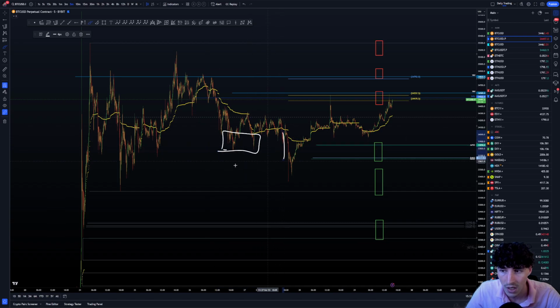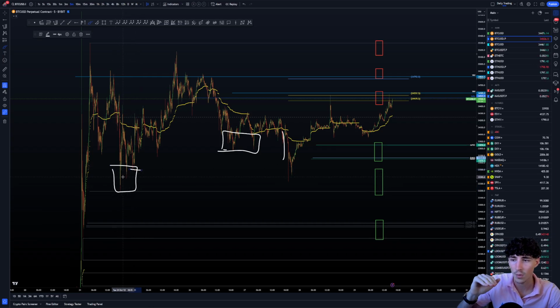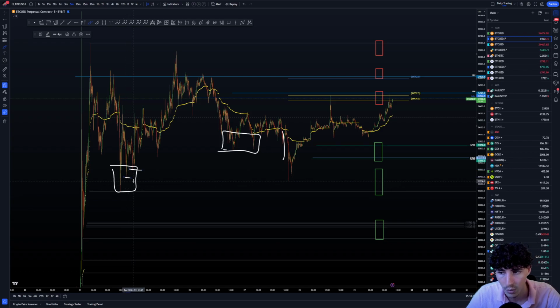We've got a continuation, and our second target was still that one, by the way. It was all of these lows right here. So this right here is for a possible swing trade to take some stop loss, and this right here also for another swing trade to take some stop loss.